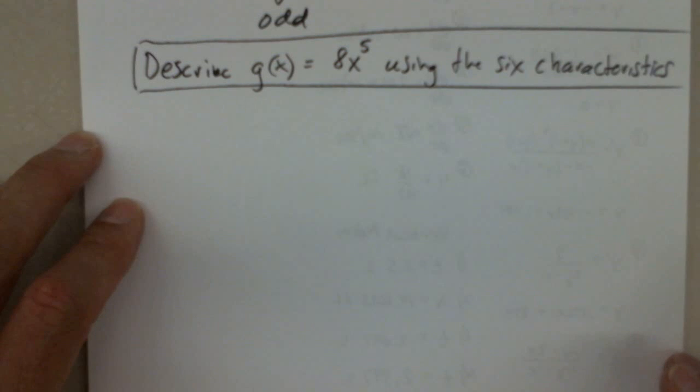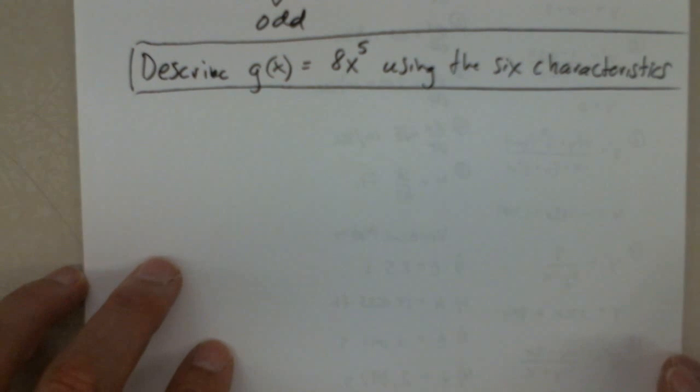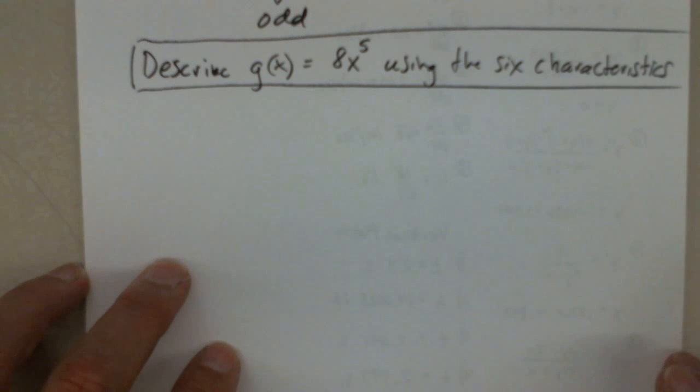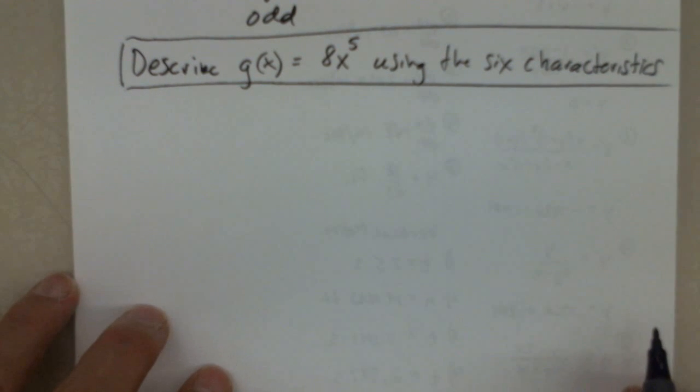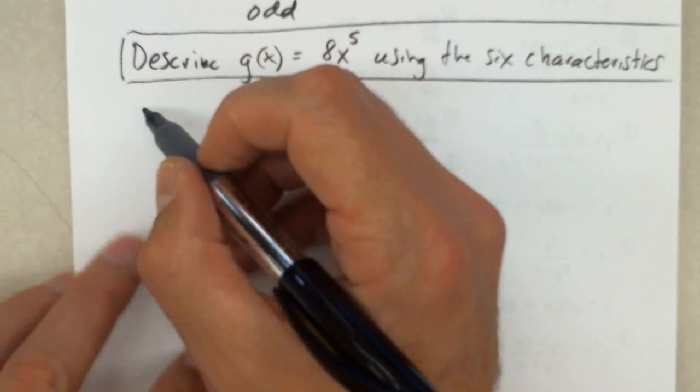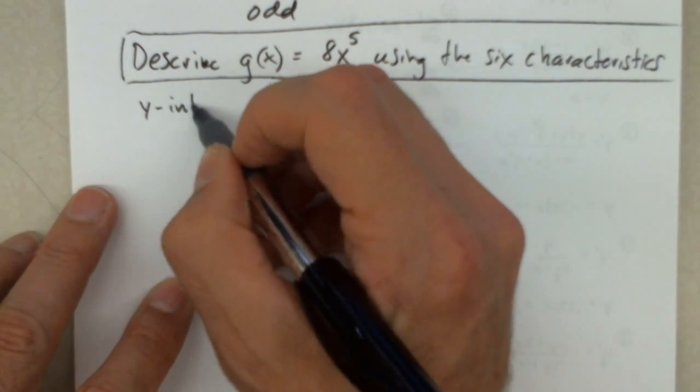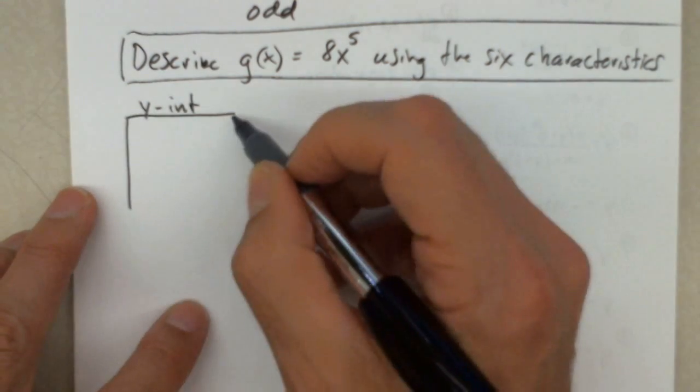So we've talked about 6 characteristics. Questions in the book talk about 6 characteristics, and it's in behavior, increasing, decreasing, domain, range, and the intercepts. And we're going to organize this using a palette. I call it a palette.